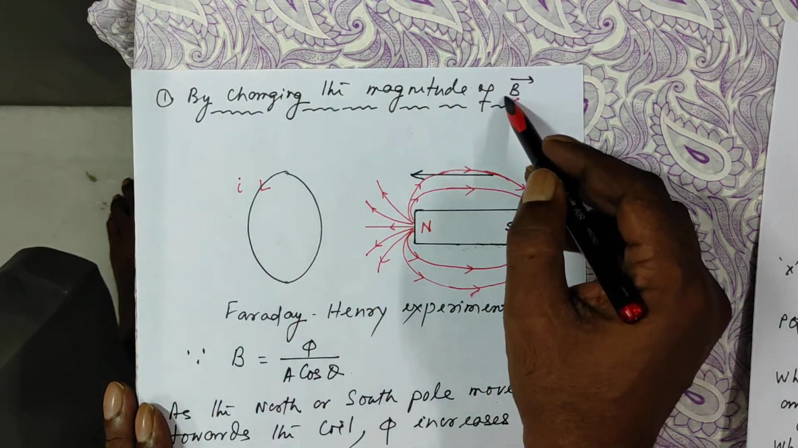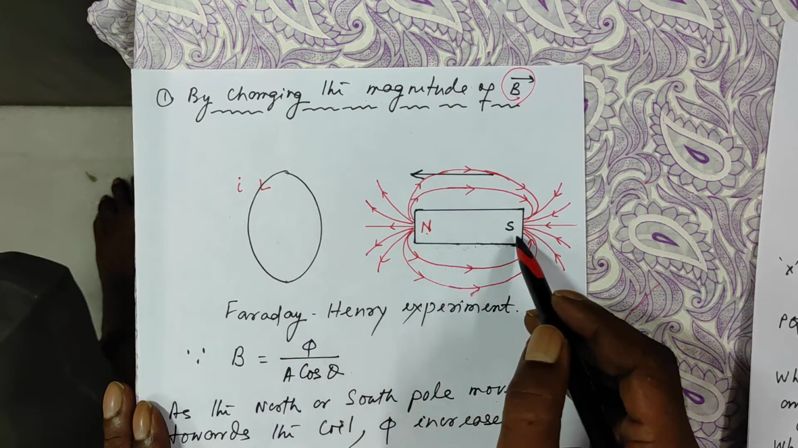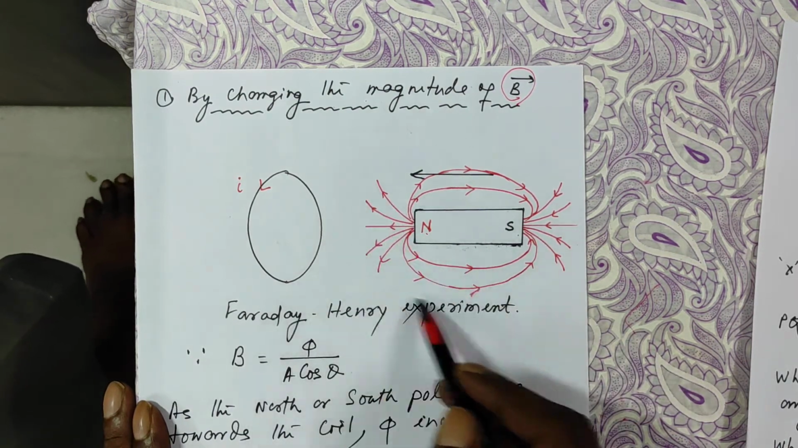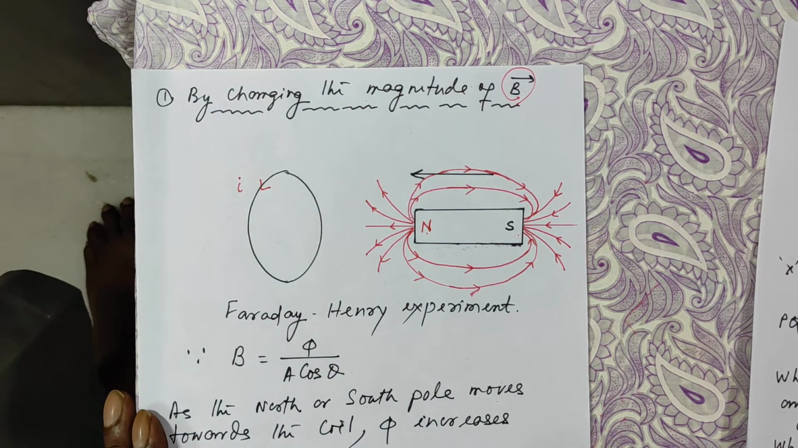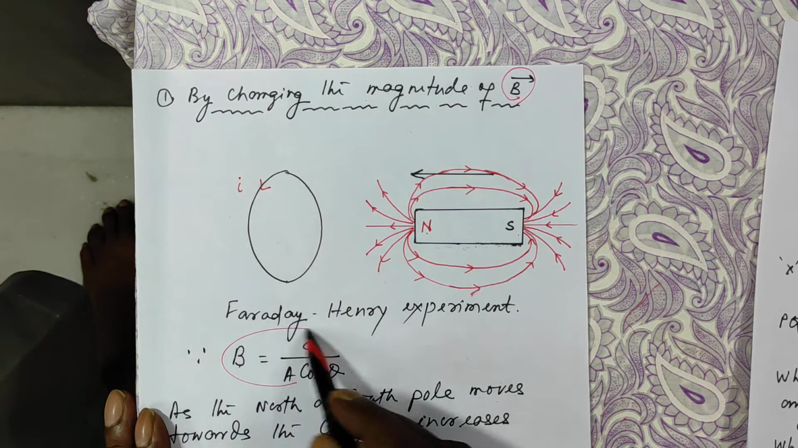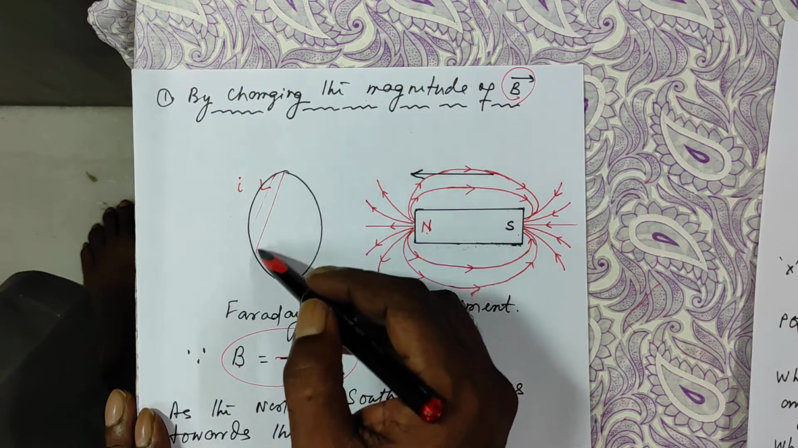By changing the magnitude of B, how can EMF be produced? Now look at these magnets, north pole, south pole. These red lines are the magnetic field lines. Here is a coil. Now, I just explained B is equal to phi over A cos theta. Now this is your area vector.